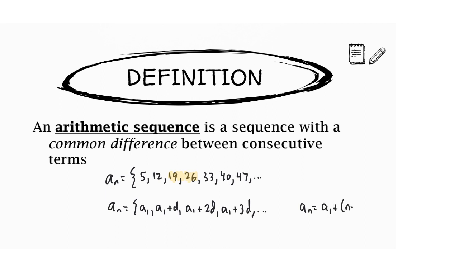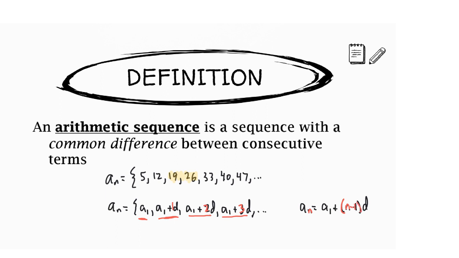And that means that generally speaking, I can describe the nth term of the arithmetic sequence as a sub 1 plus n minus 1 times d. And I see that because the very first term in my sequence has 0 d's, the second term has exactly 1, the third term has exactly 2, and the fourth term has exactly 3 d's. So that means the nth term in the sequence will have n minus 1 d's.